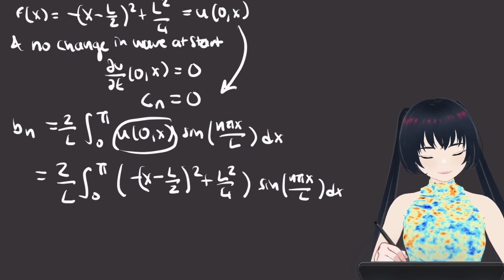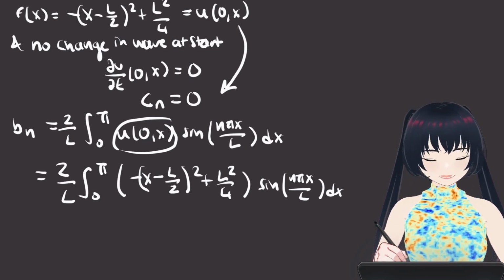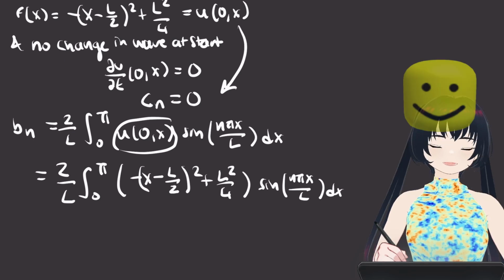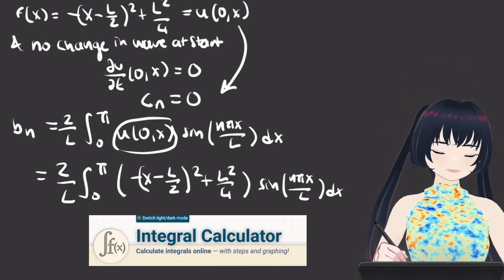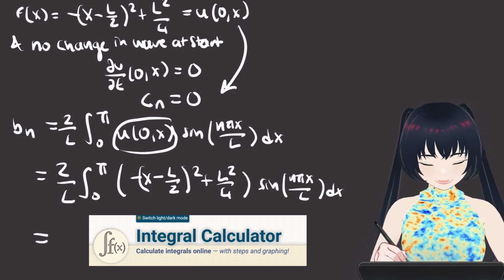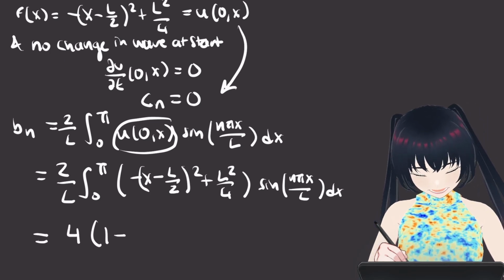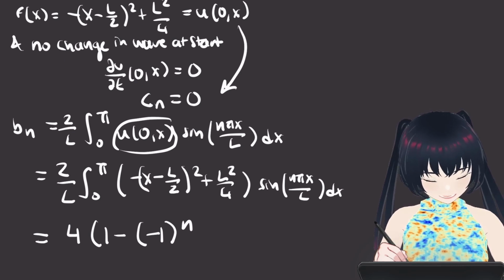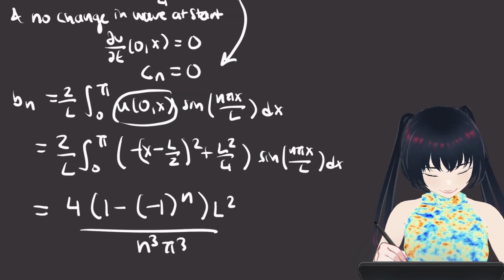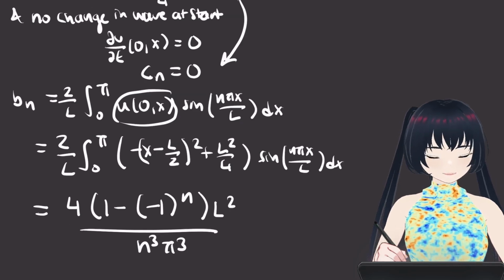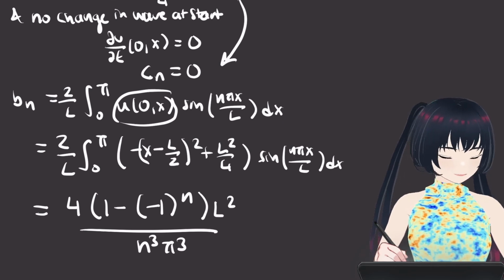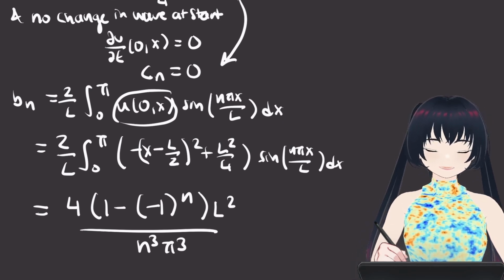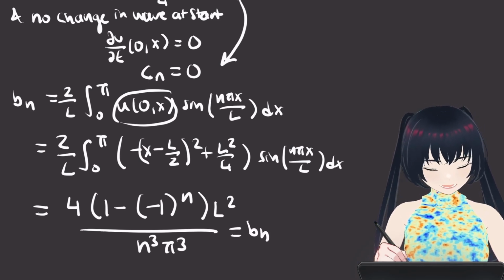All right, so we got this crazy integral here. And of course, I could probably sit here and go over for the next like 10 minutes how to solve this. But thankfully, we have things like integral calculator and Wolfram Alpha. And after plugging that in, we get this crazy expression here. But don't worry, this is basically just a constant explaining what B of n is.